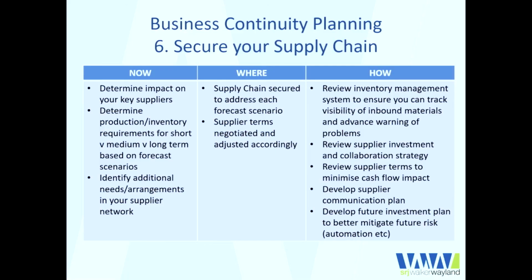Again, you need to go back to your inventory management system. So you need your inventory management system to be spot on to make sure that you can track visibility of any inbound raw materials and give yourself advance warning of any inventory shortfalls that could occur as a result of that. You need to review your supplier investment and collaboration strategy and review your supplier terms to minimize the cash flow impact on yourself. You need to develop a future investment plan to better mitigate that future risk.